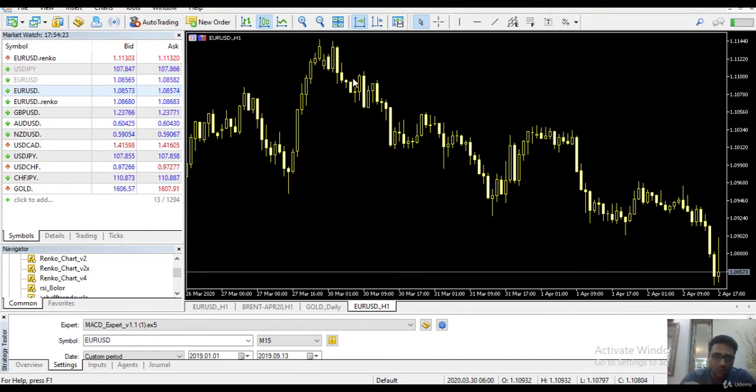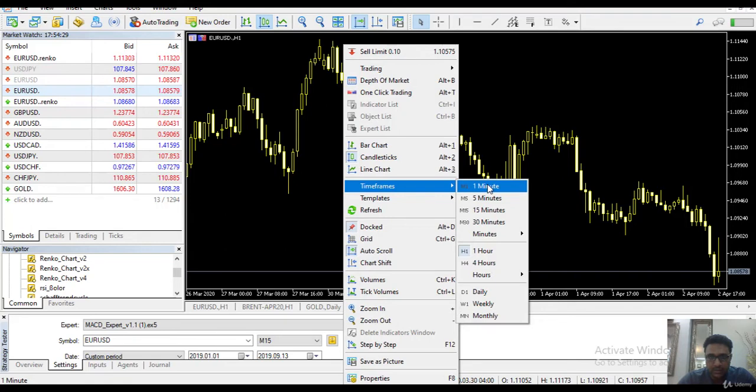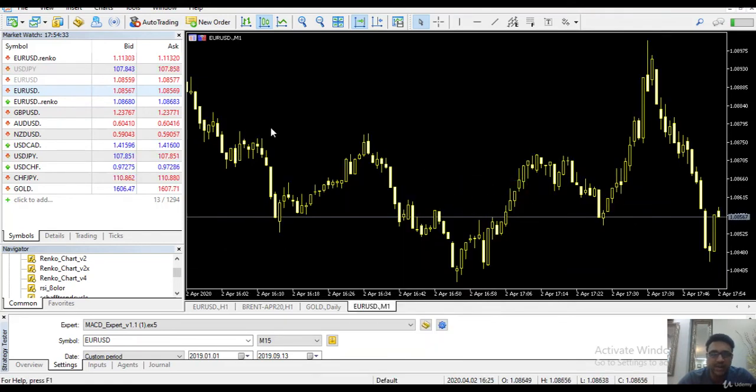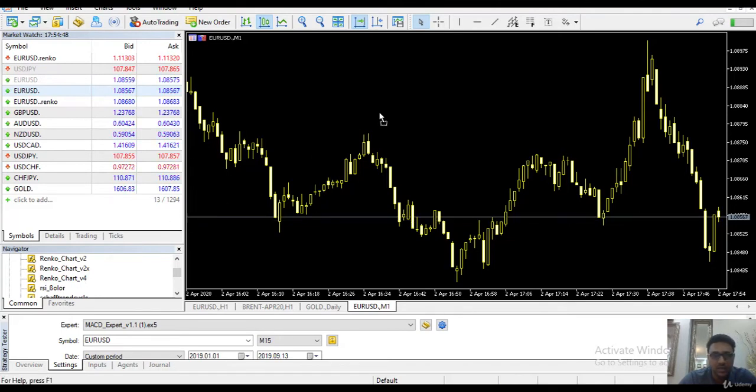But if you want to see Renko charts, you need to have a different mindset. So let's put up Renko first. Before putting up the Renko charts, it is very essential to move any pair to the M1 time frame, and I will be talking about the reason we need this. We need to be in the M1 time frame all the time for Renko charts.